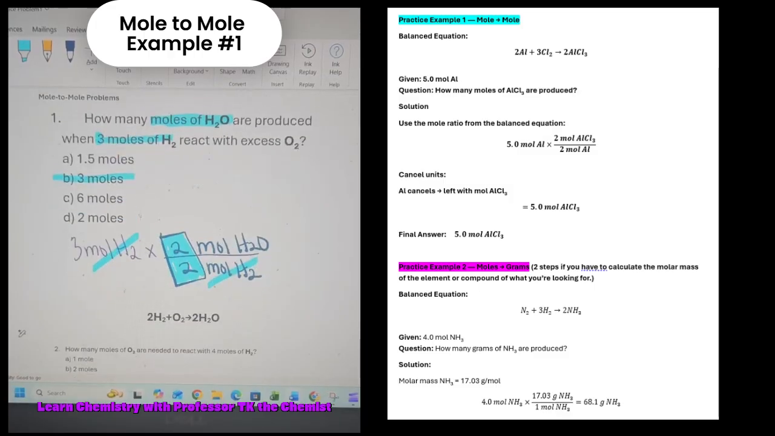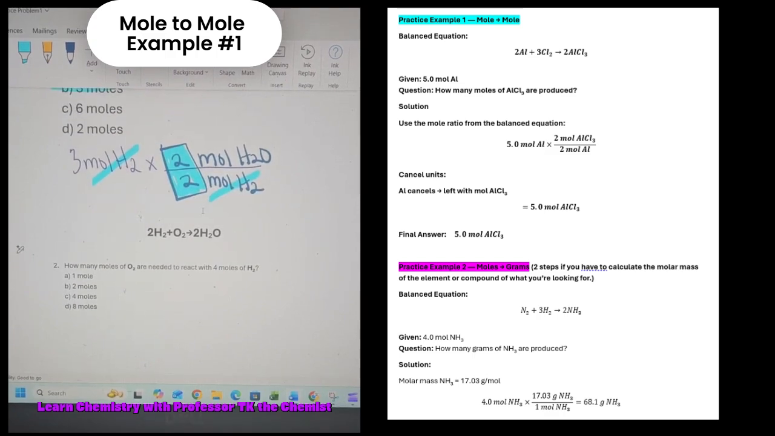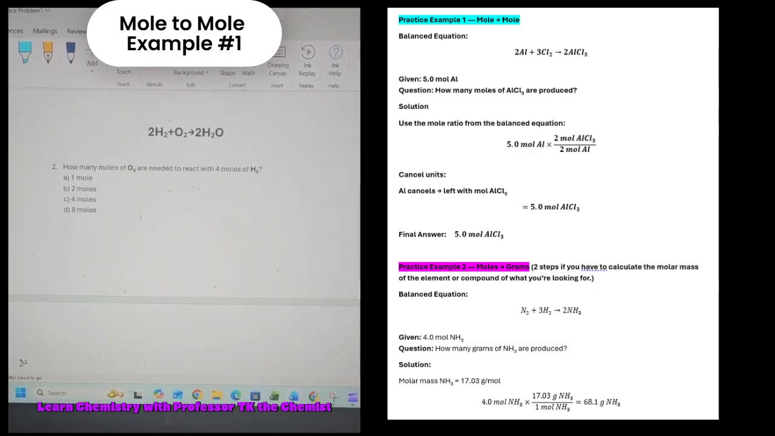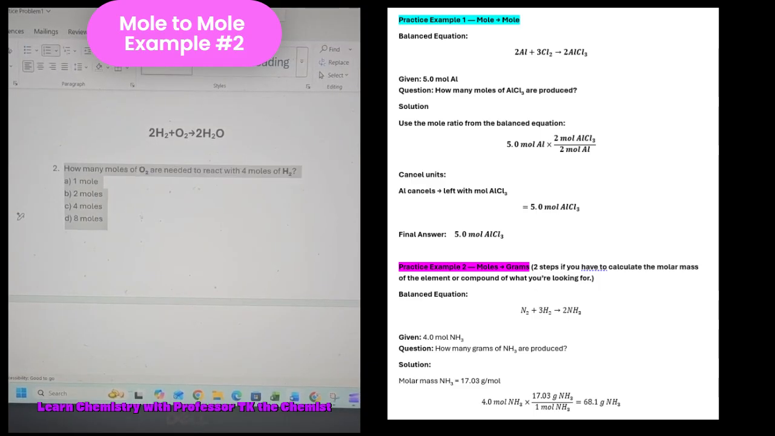Now, take a look at this next example right here, okay? You're going to still use the same balanced equation for this next part, but you're looking at something completely different, okay? So what do you have to do here? It says, how many moles of oxygen? Okay. Now, let me highlight this one as well so you all can see it.